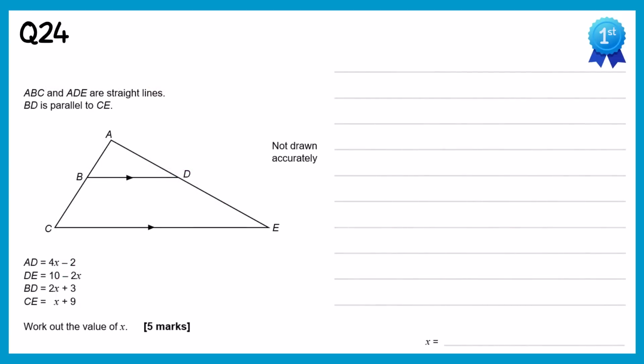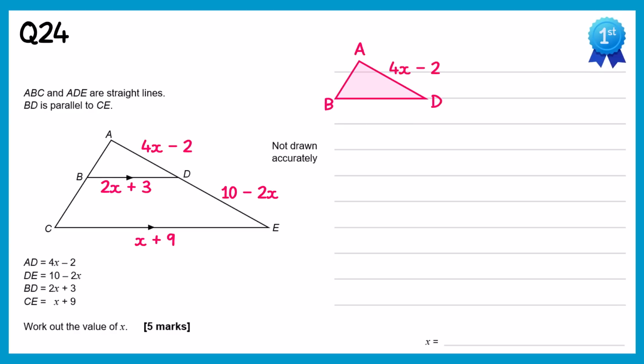For this question, we've been told some information about 4 of the sides on this diagram. So let's add these on. AD is 4x minus 2, DE is 10 minus 2x, BD is 2x plus 3, and CE is x plus 9. We need to work out the value of x. What we're going to do is look closely at this triangle here, triangle ABD. If we take that triangle and draw it over at the side, we know 2 of its lengths. AD is 4x minus 2, and BD is 2x plus 3.